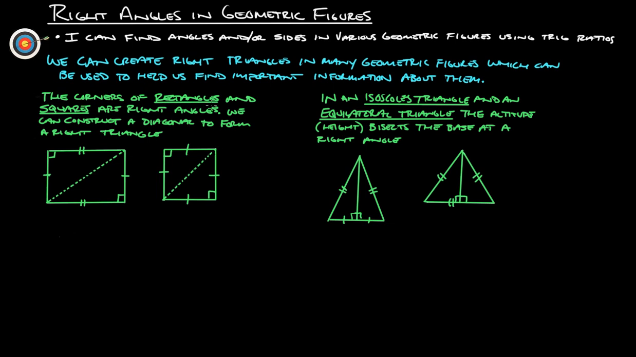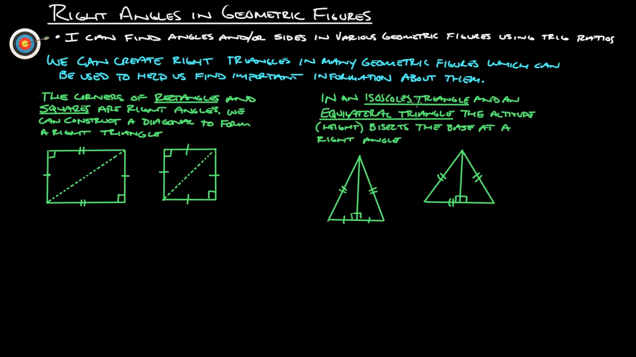So the corners of rectangles and squares are right angles. And then we can also construct a diagonal to form a right triangle in these. So notice that's a right triangle, that's a right triangle, right triangle, right triangle.